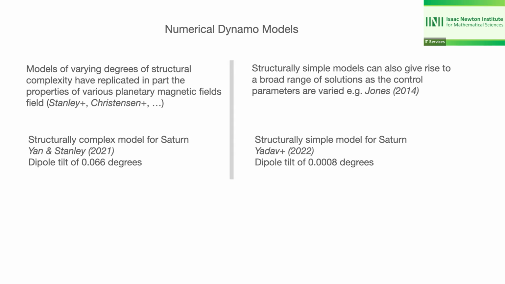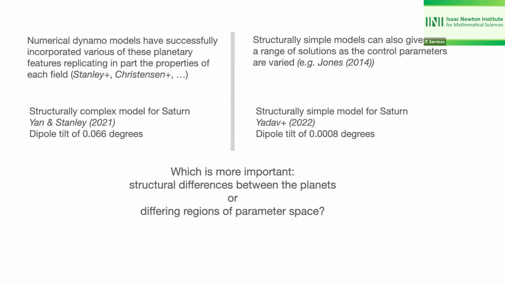This undoubtedly only exists in a small region of parameter space, but it's important as an existence demonstration that you can find dynamos with extremely small dipole tilt with simple structural models. So that raises a question, which is more important? Is it the structural difference between the planets, or is it the fact that they're happening to operate in different regions of parameter space? Now, undoubtedly, that's not an either-or question.